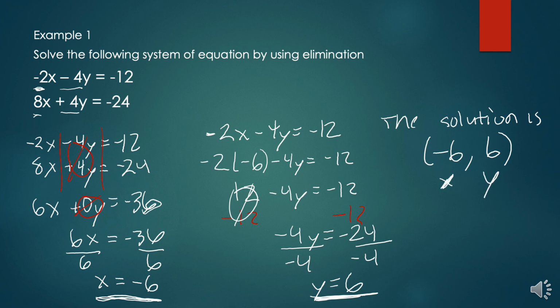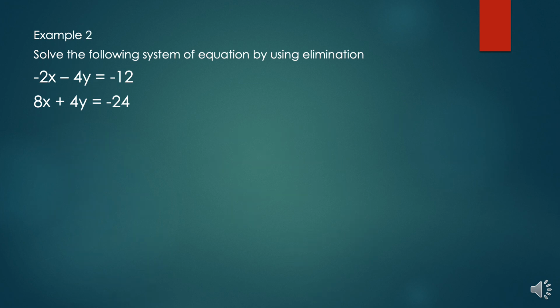So again, this was the easy route because we were able to find that negative 4 and positive 4 were opposite coefficients. So always try to identify the easiest way, which is opposite coefficients. Now I'm going to do the same example, but the other method, the longer way. So this time we're going to use the other way to solve this using elimination.